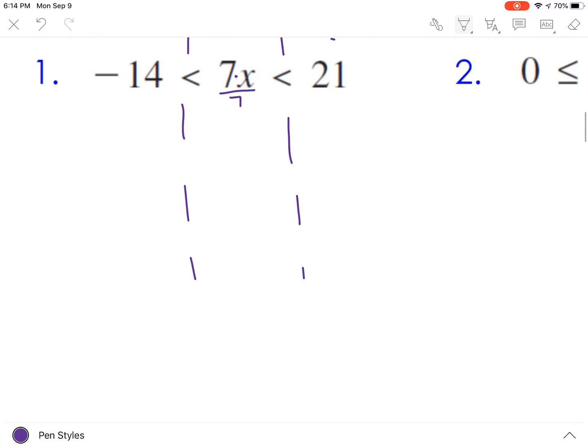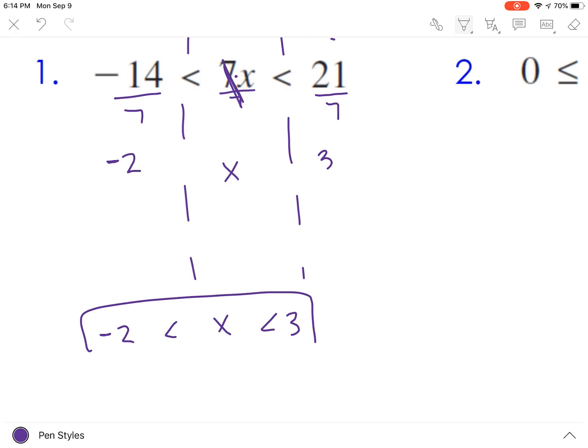The new thing here is that since we have 3 different sections of our problem, we are going to divide each of these 3 sections by 7. So negative 14 divided by 7 becomes negative 2. Well, 7x divided by 7 is just x. 21 divided by 7 is 3. X is isolated, so we are done with our problem. This is our answer. So let's write our final answer. We have negative 2 is less than x, which is less than 3. And that is our inequality.